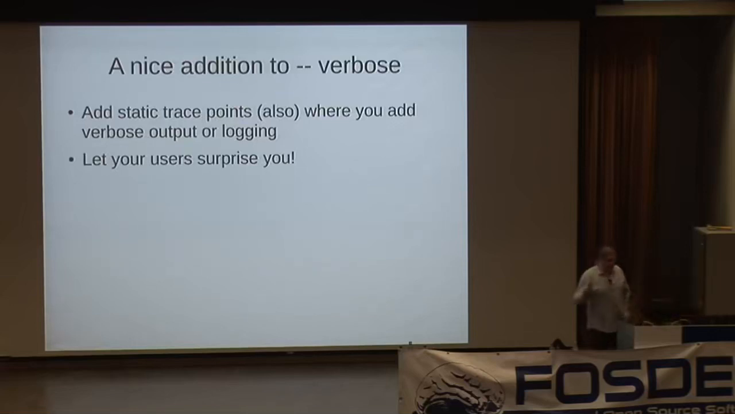Where should you put your probe points? What are interesting events? Most of the time that is when you would add a verbose flag and say, this is happening now. In those cases, it's often nice to also have a static probe point there, because with a verbose flag, or if you use logging, you are controlling what the user sees, and often they know better. They know they want to see something in one run or on the whole system, and they only need some context.